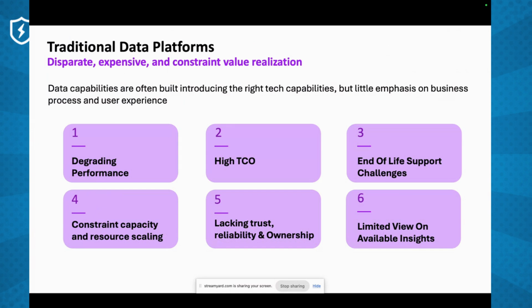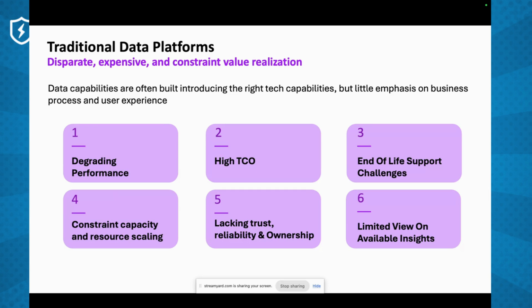Now let's take a step back and talk about traditional data platforms. I'm talking about the 2000s, those years where we had mainframes, we had COBOL, and to an extent, Oracle systems. The thought process when people built those traditional data platforms was more about technical capabilities, but there was no emphasis on business processes and making sure that you have the right user experience. So, what were the problems?